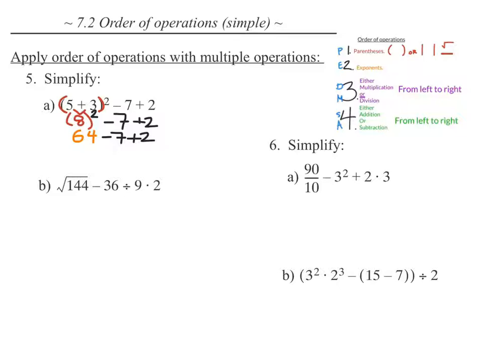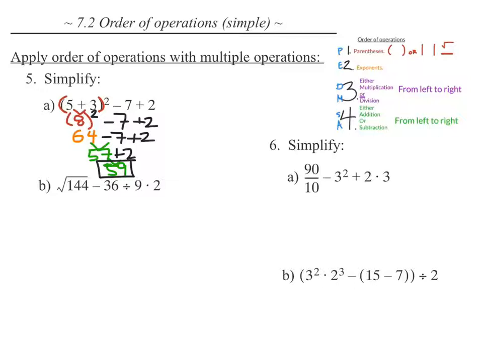Now on to multiplication or division, there is none, so I'm going straight to addition and subtraction from left to right. So the subtraction first, 64 minus 7 is 57. So I've got 57 plus 2, which is 59. And that's the final answer for this problem, 59.